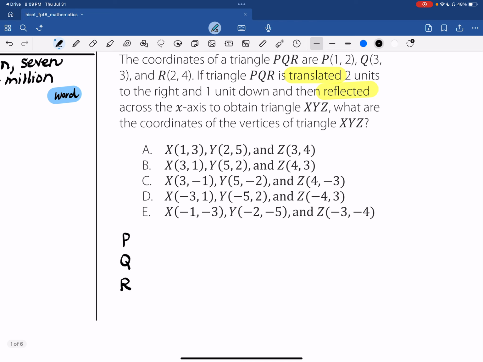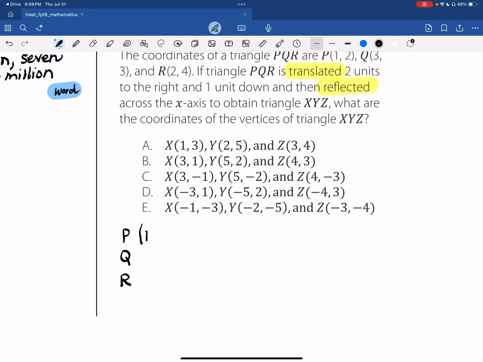And they tell me that point P is at 1, 2 on a coordinate graph. Point Q is at 3, 3. And point R is at 2, 4. Now, if I had a piece of graph paper, I would draw this. That would be the easiest for me to visualize. And I may try to find a piece of graph paper and show you what I'm doing. I may try that, but let's go ahead and solve it this way first.